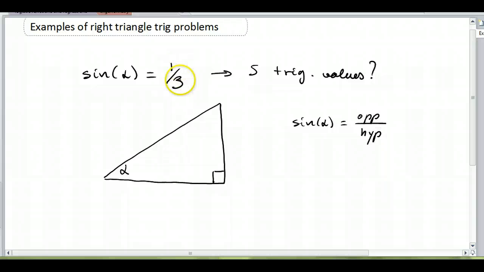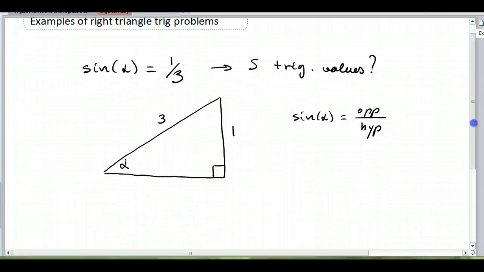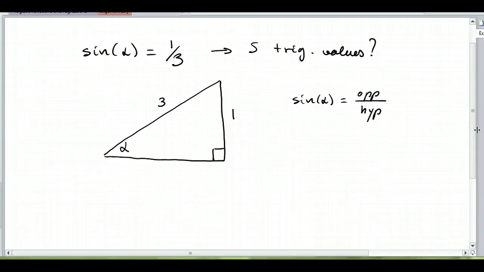So these are ratios, and you know it's not a function of the length of the triangle. A similar triangle will have the same ratio, so I can say this side has a length of 1 and the hypotenuse will have a length of 3. Okay, so to find the other 5 trig values, I just need to figure out the length of this side right here. Well, that's the Pythagorean theorem.